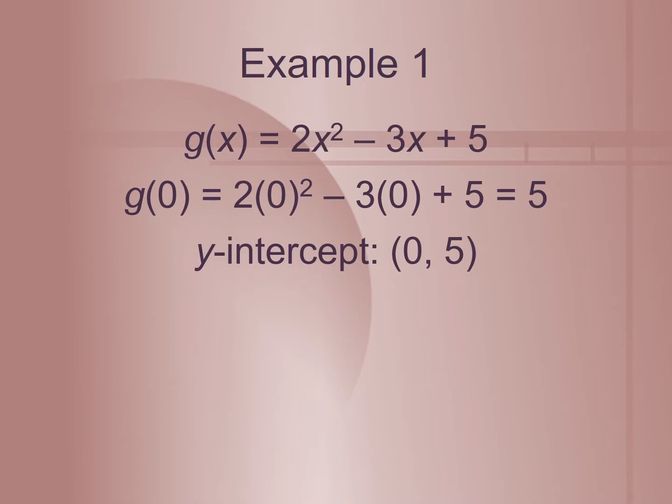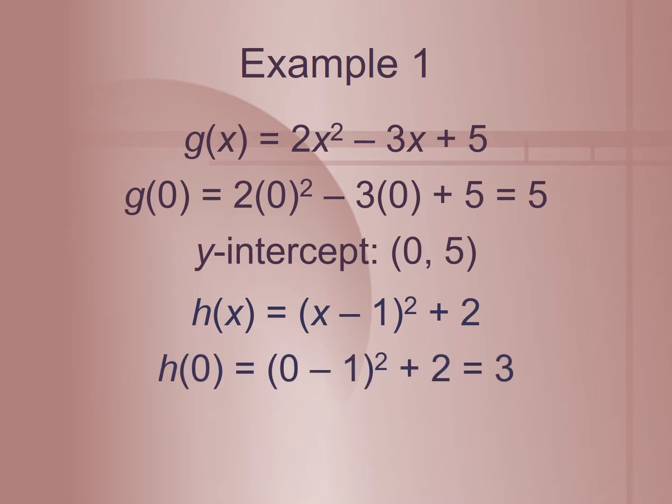So also recall that a y-intercept is a point on the graph where your graph is intersecting the y-axis. So it's intersecting the y-axis at 0, 5. Let's do another example. Let's do h of x equals (x minus 1) squared plus 2. So to find the y-intercept, we'll let x be 0, and then we'll evaluate, and we end up with 3. So our y-intercept for this graph is going to be 0, 3.